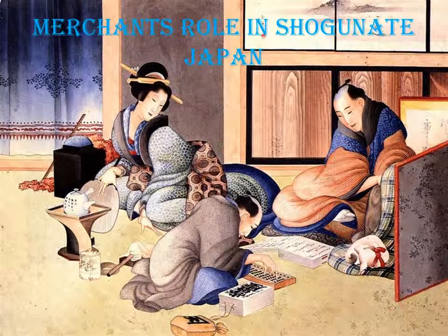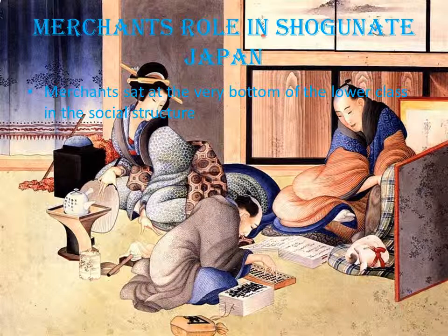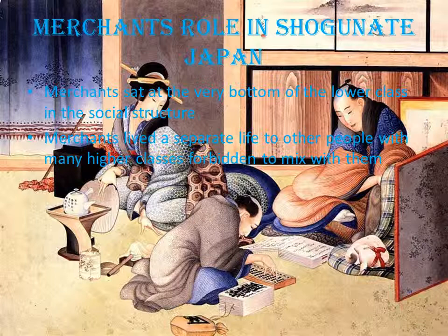Merchants' role in shogunate Japan. Merchants made up the lowest class. They were looked down upon by all, including peasants, craftspeople, nobles, etc. They were down at the bottom of the community, unlike other civilizations, because they were considered to be cheating off farmers, taking their business and credit.